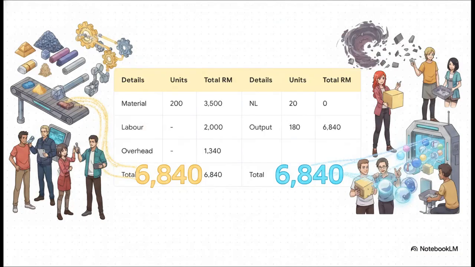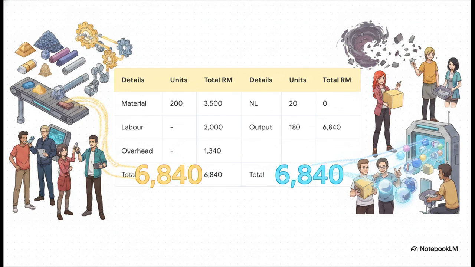Let's put it all together into a real Process 1 account. On our debit side are inputs. Materials are 200 kilos, costing RM 3,500. Labor is $2,000, and overhead is $1,340. So our total input cost is exactly $6,840.